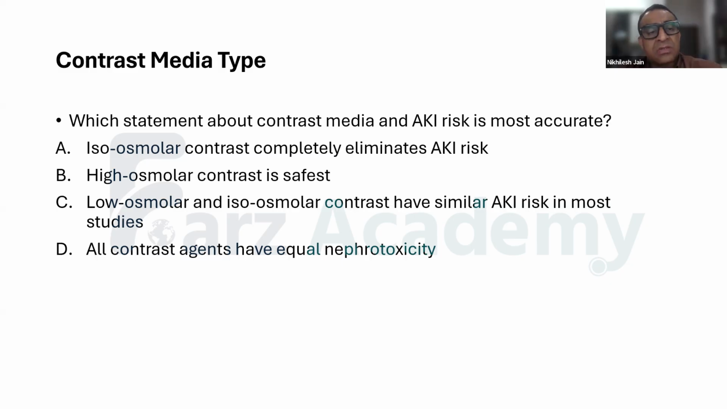Any other thoughts? I think most of you got it right. So answer is C. Of course, were this question to be phrased differently, maybe with an "except," then the options B and D would have had a problem. But here there is no problem in the sense that low osmolar and isoosmolar contrast, most of them have been documented to have similar AKI risk in most of these studies.